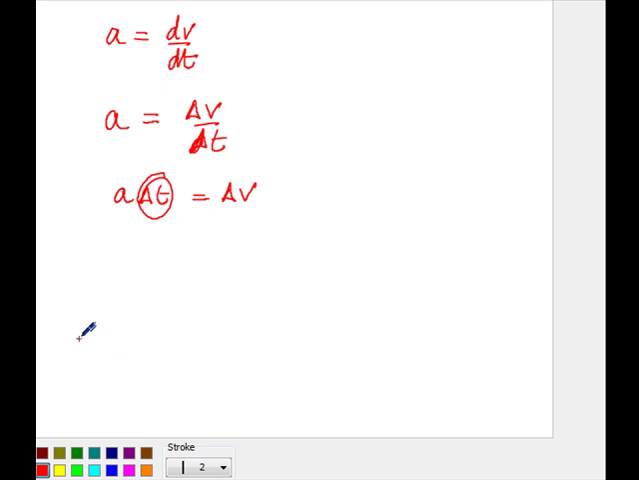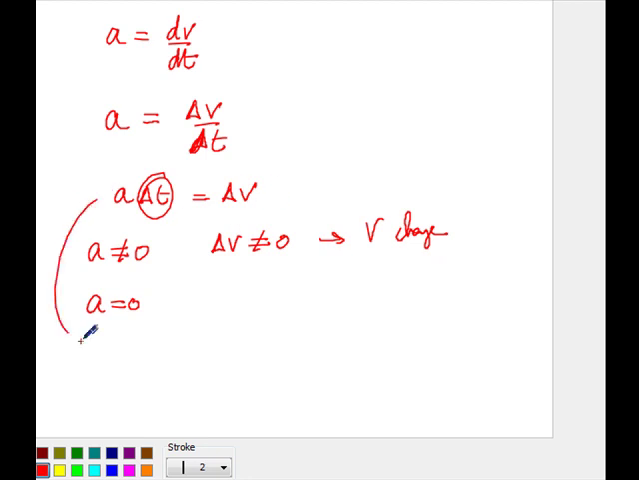So if a is non-zero, then obviously delta v is not going to be equal to 0, which means that the velocity is going to change. If a is equal to 0, then from this equation we are forced to accept the fact that dv is equal to 0. Now delta v by definition is always the final minus the initial, v final minus v initial. If we use the exact same notation as the one we've been using, it means that v minus v naught is equal to 0, which means that v is equal to v naught.